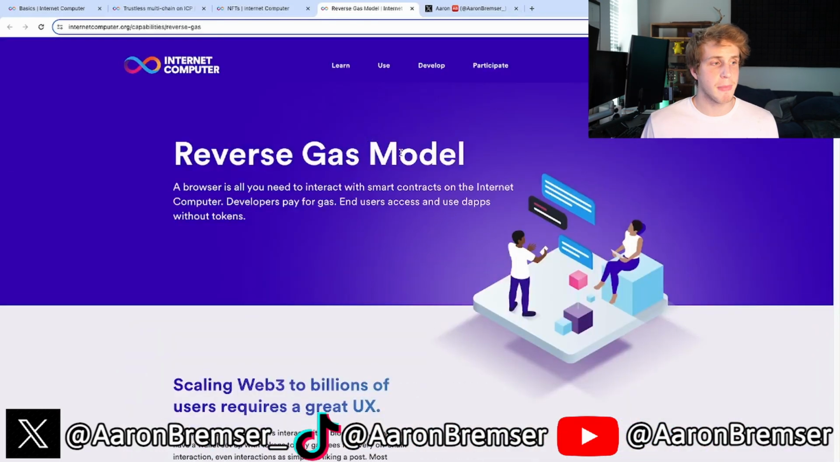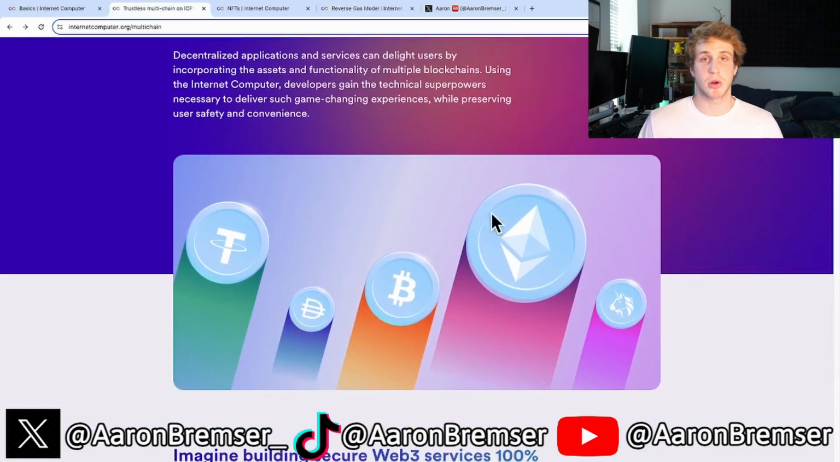But these are three things I think are very cool that are unique and special to the internet computer that none of these other blockchains have. Once again, I think people are sleeping on NFTs. I think NFTs are going to make a massive comeback, and I'm really bullish on the ICP NFT ecosystem. I think the reverse gas model is very cool, and I think trustless multi-chain on ICP is something that people are definitely very much sleeping on right now.